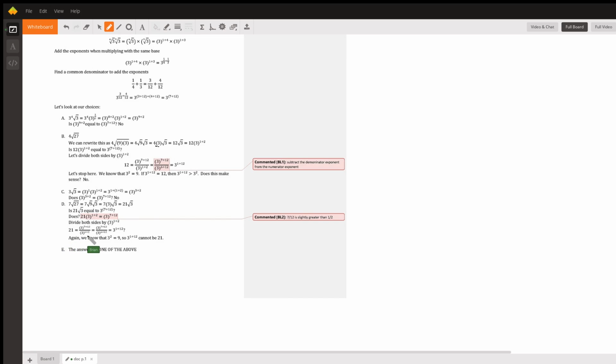So we're going to divide both sides by 3 to the 1/2. And that's the same thing here. So that's the equivalent of dividing by 3 to the 6/12. And so we get 21 equals 3 to the 1/12. That doesn't really make sense. So choice D doesn't make sense either. So I'm going to say the answer is E, none of the above.